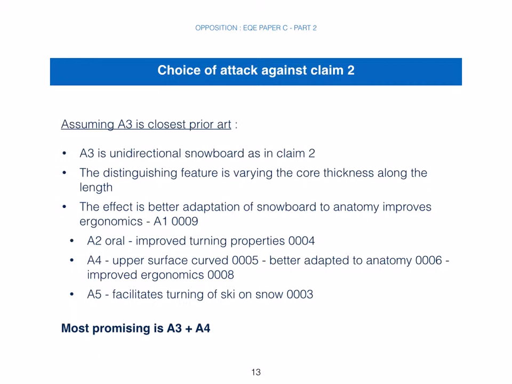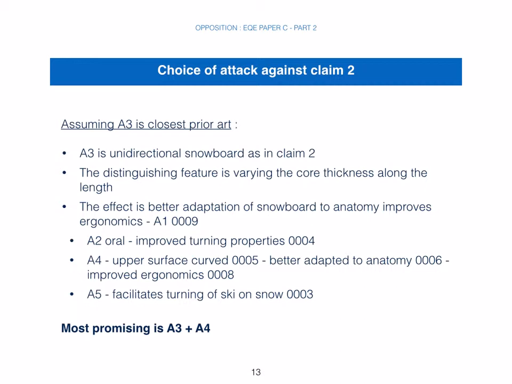So on the slide we have A3 is a unidirectional snowboard as in claim 2. The distinguishing feature is varying the core thickness along the length. The effect of this distinguishing feature is better adaptation of the snowboard to anatomy and improves ergonomics. This is from A1 paragraph 9.